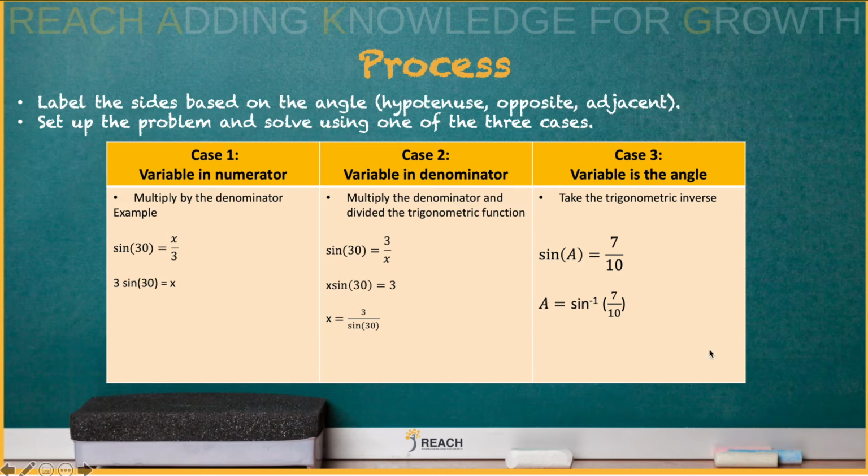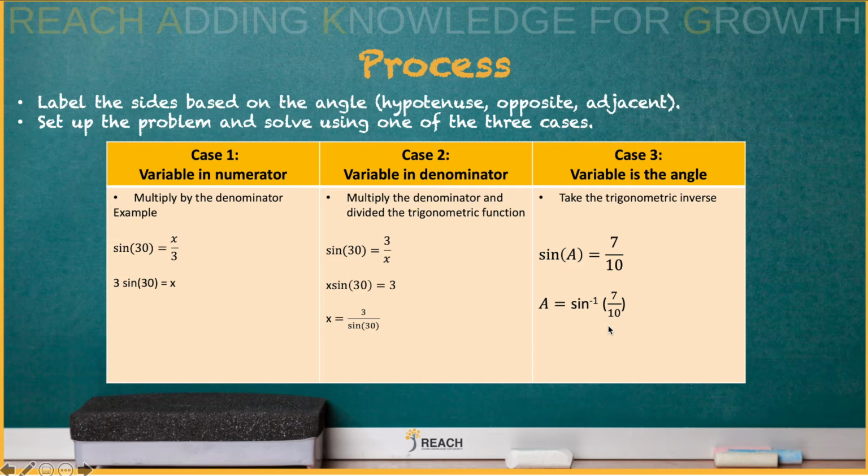And then case 3, the last case, is the variable is the angle. All right, if I want to solve for the angle, I need to get rid of sine. So you do sine inverse on both sides. And you're just left with a equals the sine inverse of 7 over 10.